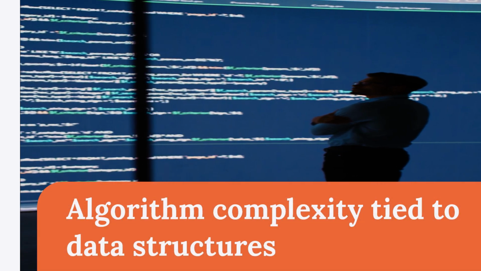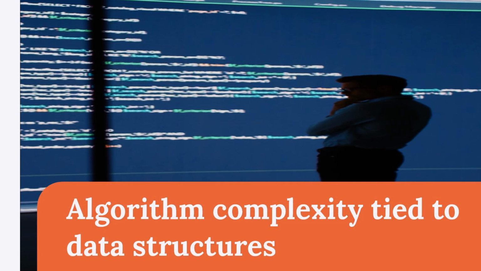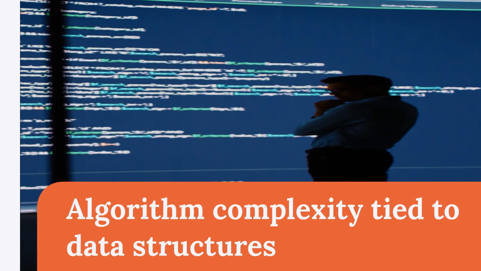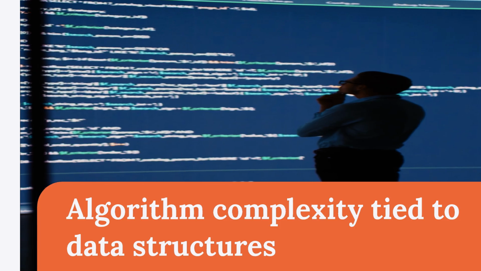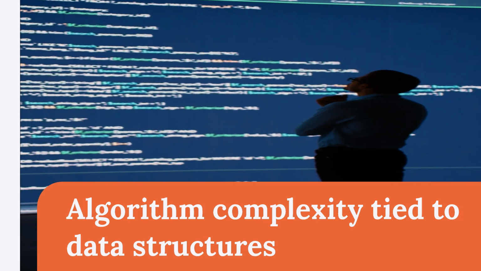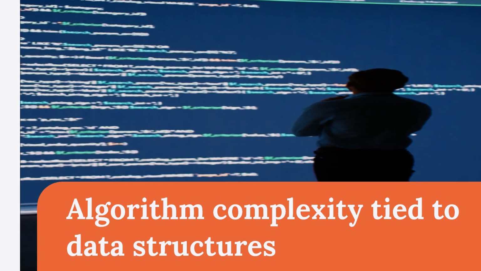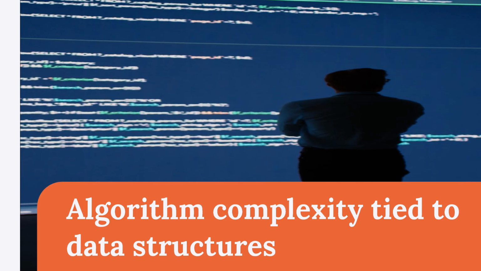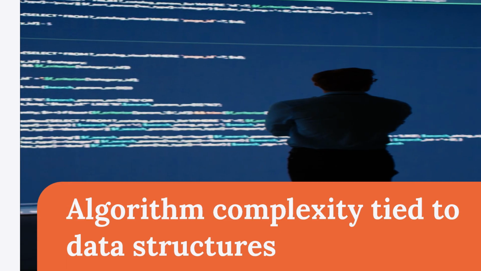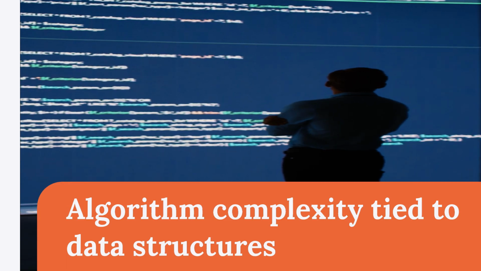Algorithmic complexity is closely tied to data structures. The same algorithm performs differently based on data storage. Searching in arrays, trees, or hash tables varies in complexity. Understanding this relationship helps match algorithms with efficient data structures. It ensures optimal performance and resource usage.